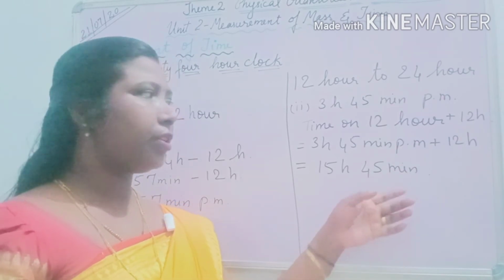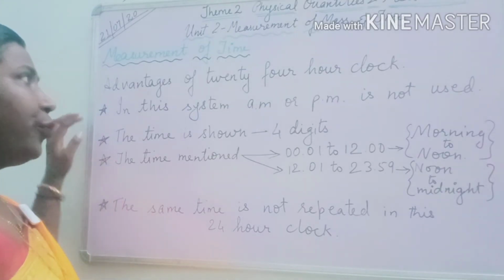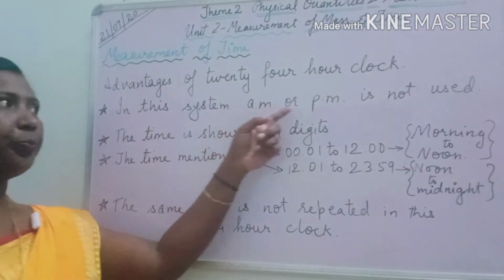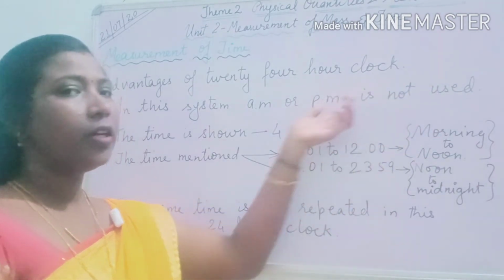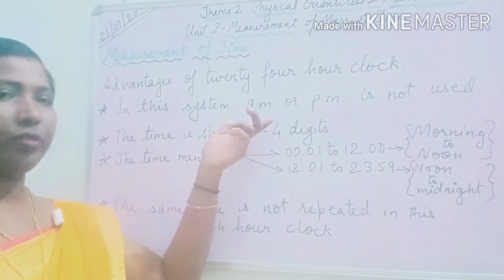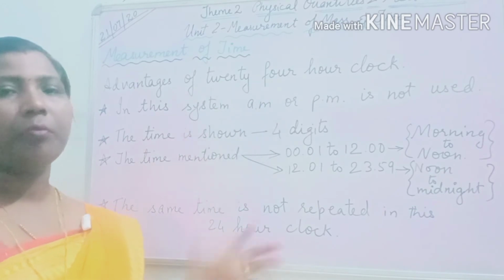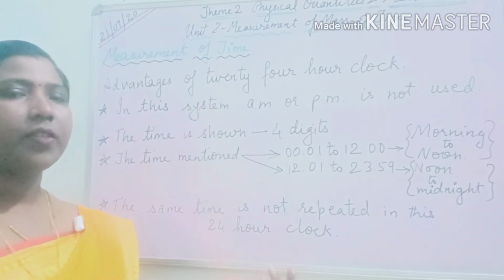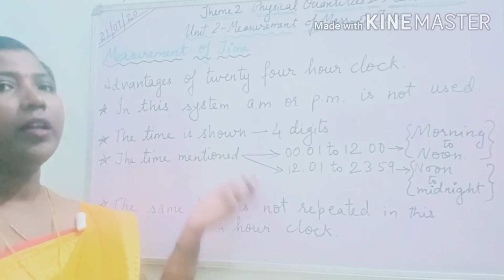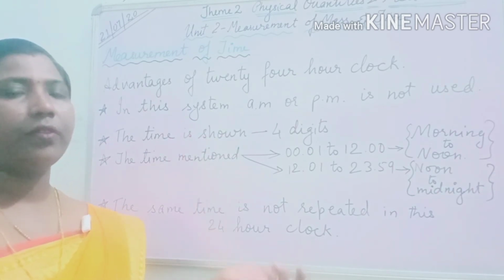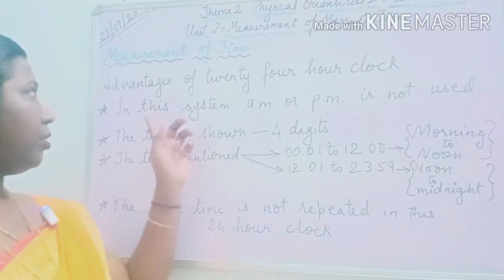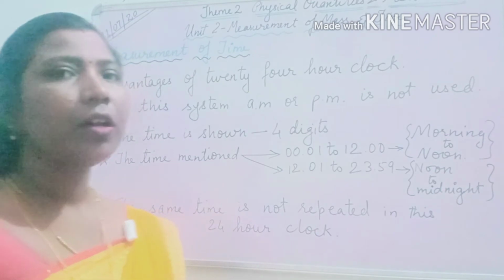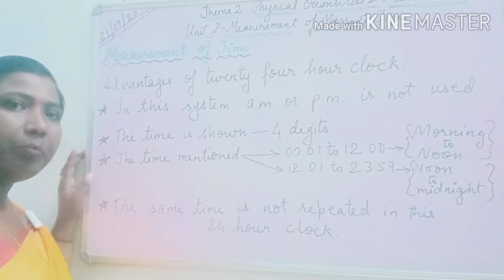Is that clear, students? The advantages of the 24-hour clock. In this system AM or PM is not used because it would make a big confusion. Because AM and PM are not there, hours go from 1 to 24. By seeing the number only we can understand whether it is noon, evening or morning. In this system AM, PM, morning, evening, nothing is used, as it would make a big confusion.